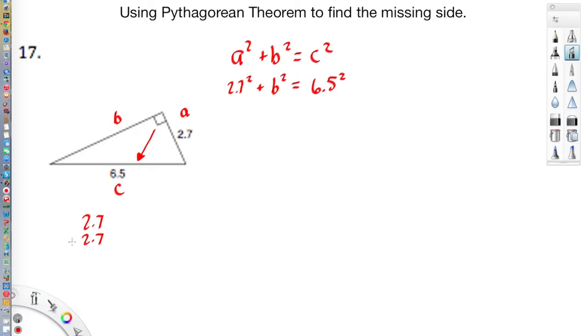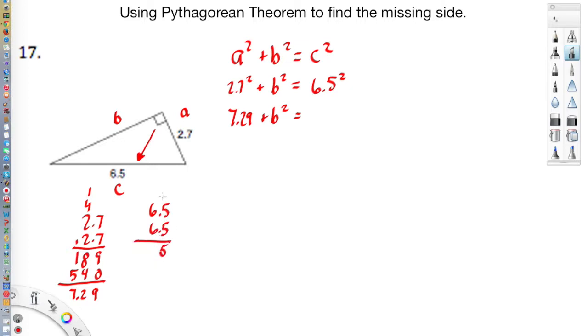2.7 times 2.7. 7 times 7 is 49. 7 times 2 is 14, plus 4 is 18. Put a 0 there. 2 times 7 is 14. Carry the 1. 2 times 2 is 4, plus the 1 is 5. I add this up. I get 9. I get 12, carry the 1, 1 and 2 and 5 is 7. I have two decimal places there, so it's going to be 7.29. 7.29 plus b squared is equal to 6.5 times 6.5.